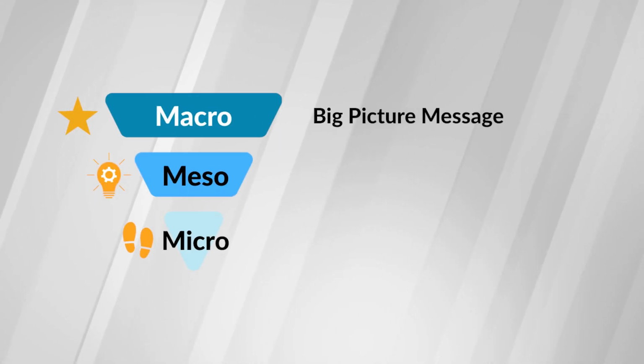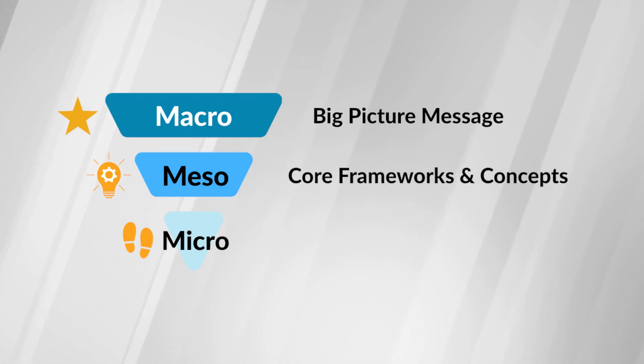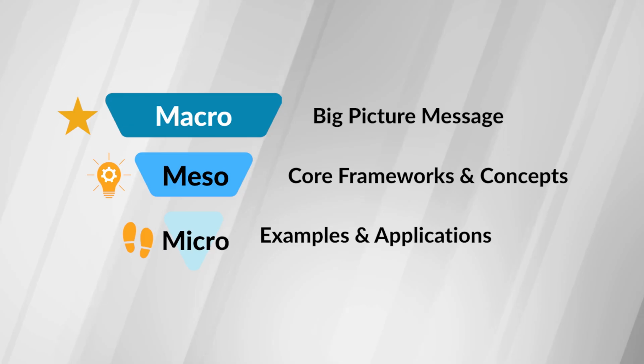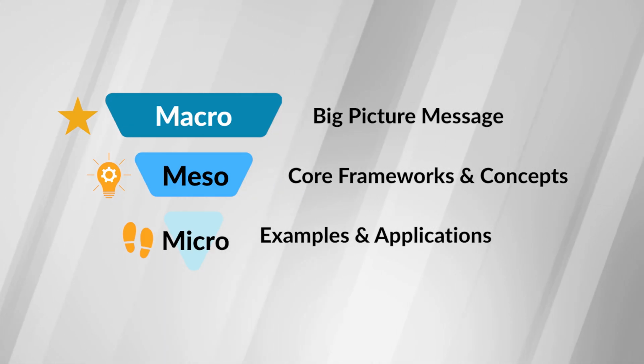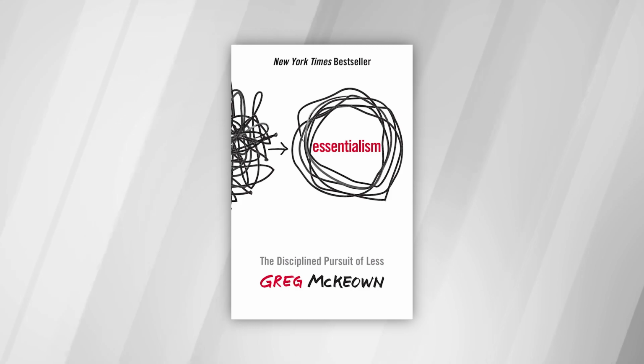Macro is your big picture, one sentence that captures the core message of the book. Meso covers the key ideas or building blocks that support the message. Micro includes the best examples, data points, or action tips that bring those key ideas to life. Let's take Essentialism by Greg McKeown as an example.